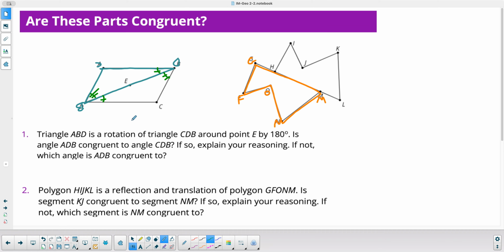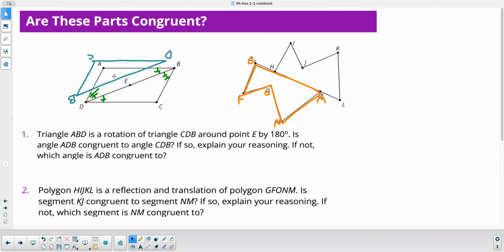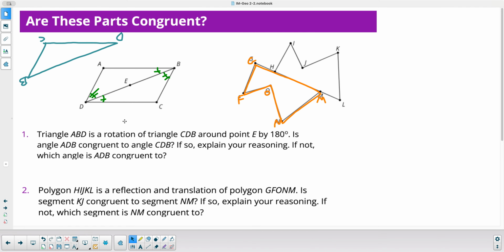So you can tell that it's congruent to ADB. So ADB right here is congruent to CBD. Okay, CBD. Get rid of that.